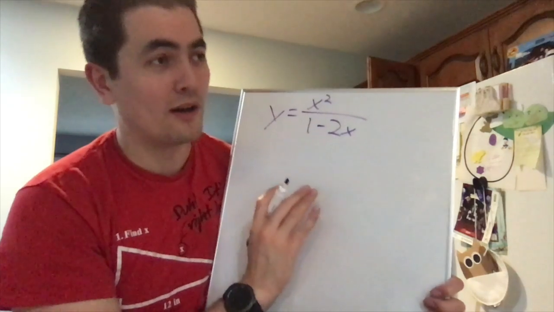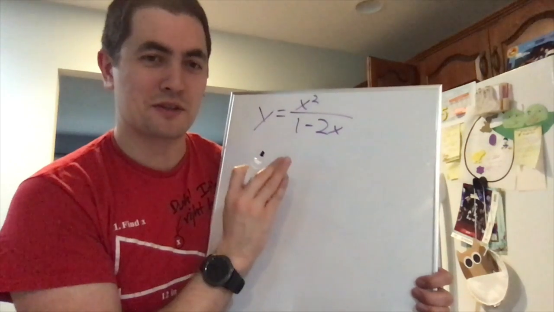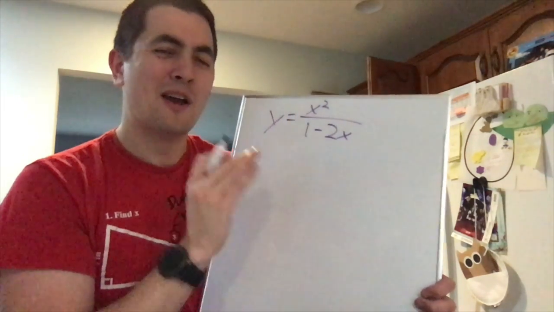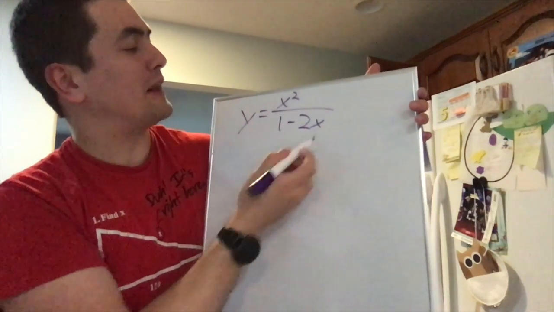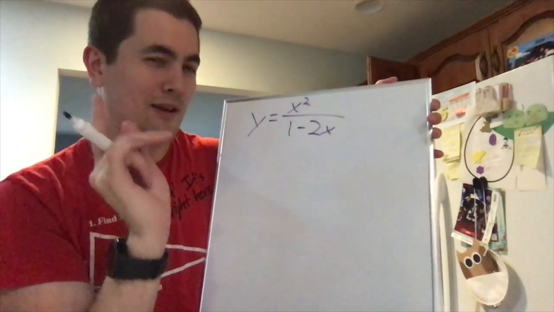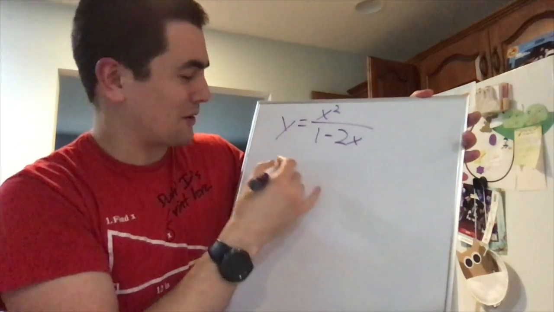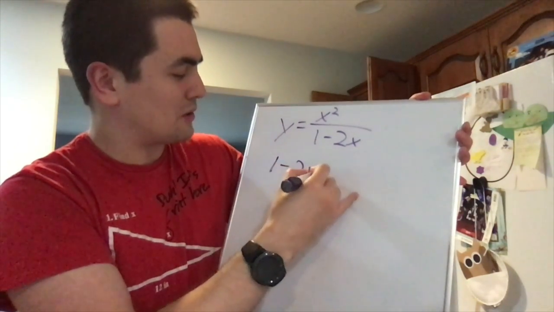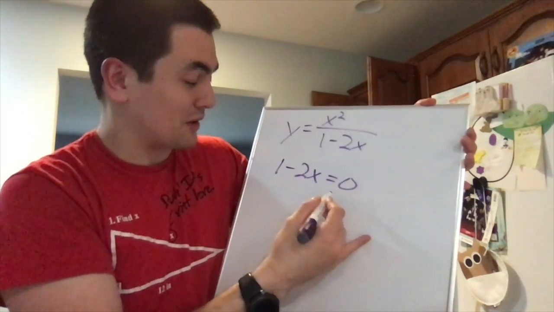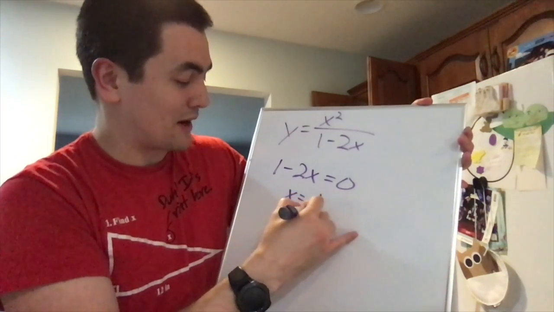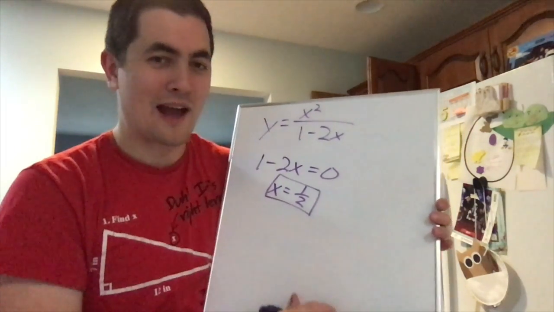Well, an asymptote, recall, is a value that the curve approaches but never quite touches. You know what I mean? So you have to ask yourself, what is x not allowed to equal? Well, I'm never allowed to divide by zero. That's a cardinal rule for all of math. So that means this thing cannot equal zero. What x value would make 1 minus 2x equal to zero? Well, x would have to be 1/2. That would be the equation for the one vertical asymptote of this curve.